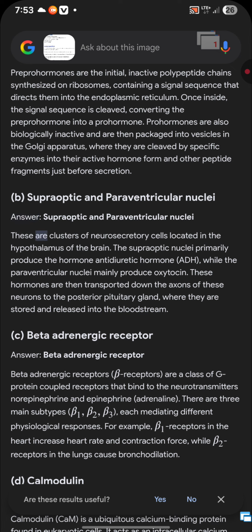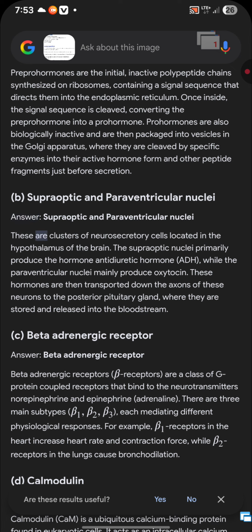3. Define neurosecretion. Discuss the role of neurosecretion in the regulation of endocrine system. Answer. Neurosecretion. Neurosecretion is the process by which specialized nerve cells, called neurosecretory cells, synthesize and release hormones directly into the bloodstream. Unlike typical neurons that release neurotransmitters into synapses, these cells translate neural signals into hormonal messages.